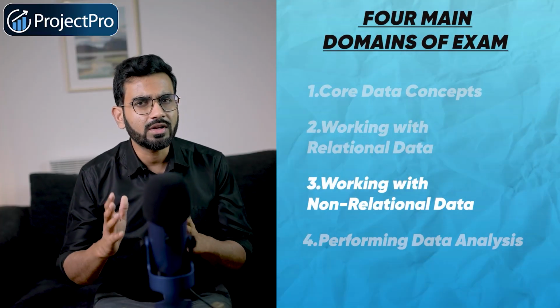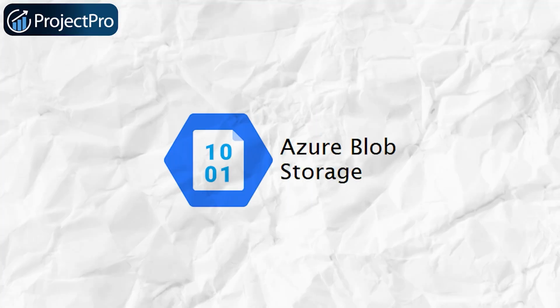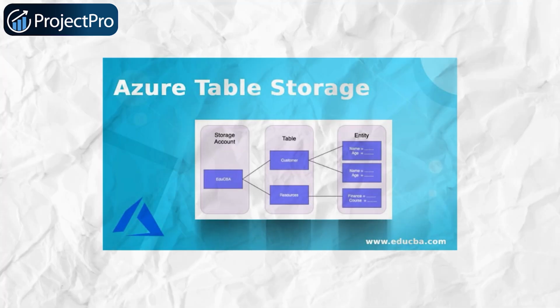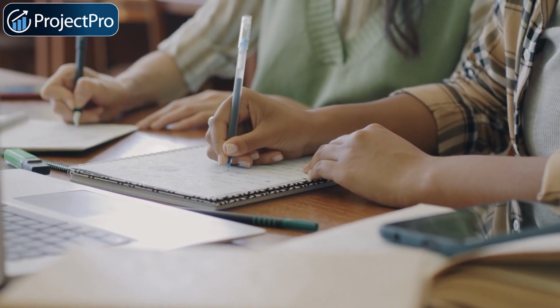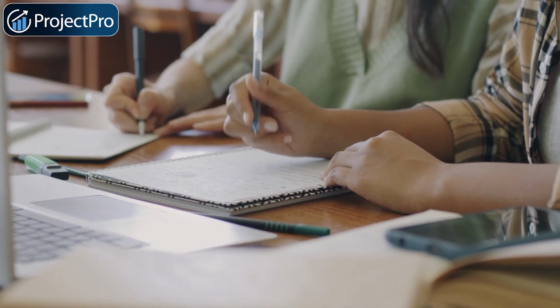Third, working with non-relational data in Azure. Azure offers several non-relational data services including Azure Cosmos DB, Azure Blob Storage, and Azure Table Storage. Study the documentation and official resources on these services to understand their features, data modeling options, and querying techniques. Pay close attention to the difference between these services and how they cater to different data storage and retrieval needs. Practice hands-on exercises to gain familiarity with their implementation.